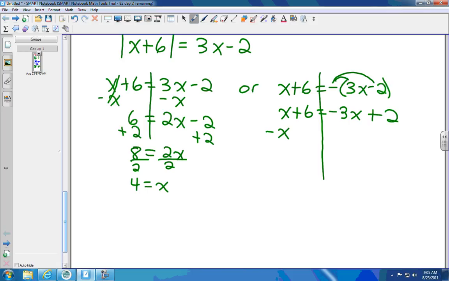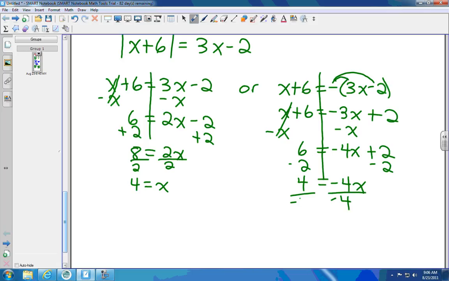So we move that x over again. This time, though, what do we have here? Negative 4x. So we move the 2 to the other side. And what's our last step there? Divide by negative 4. And we get negative.